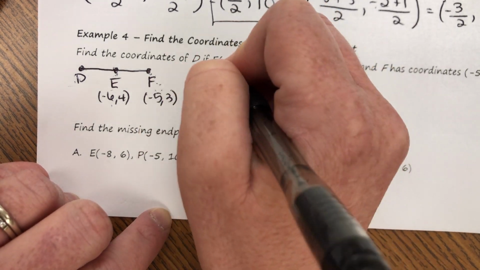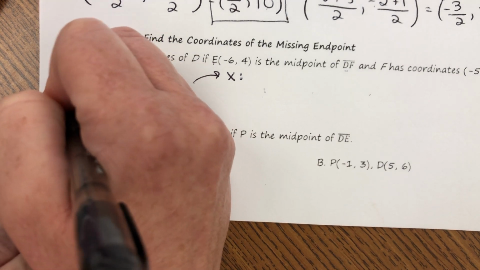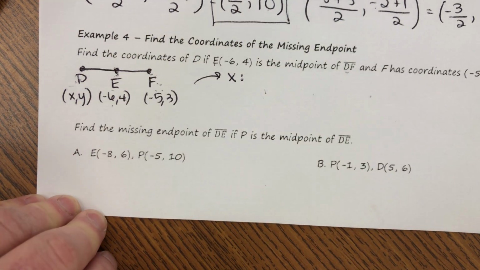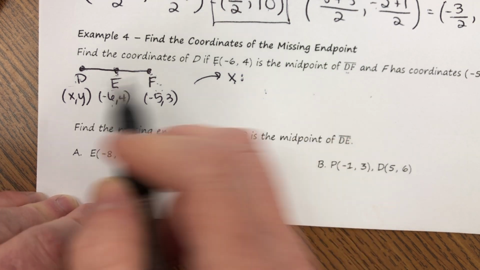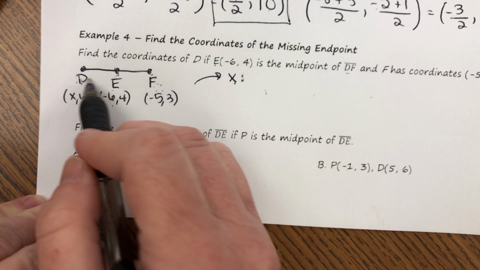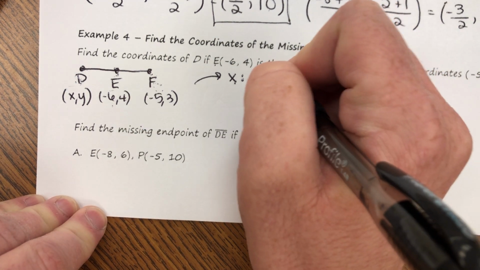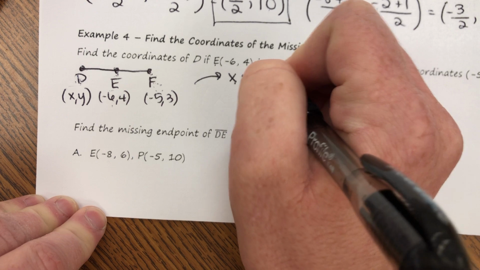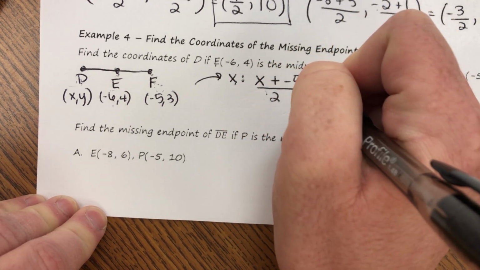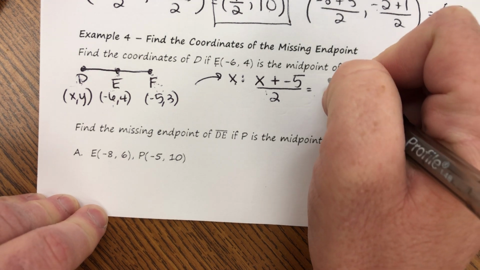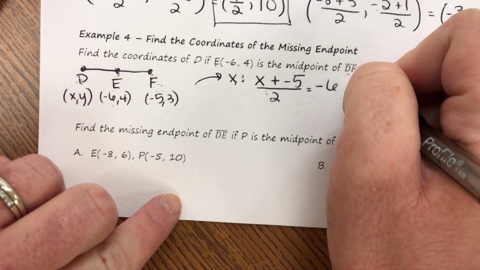So for my x values, I don't know right now what they are for D. So I'm just going to say it's x and y, okay? So to find my x value, again, I'm going to add my 2 endpoints together, divide by 2. That gives me the midpoint. So I'm going to add x plus negative 5, divide by 2, and that gives me my midpoint, which is negative 6. And I'm just going to keep solving for that, right?